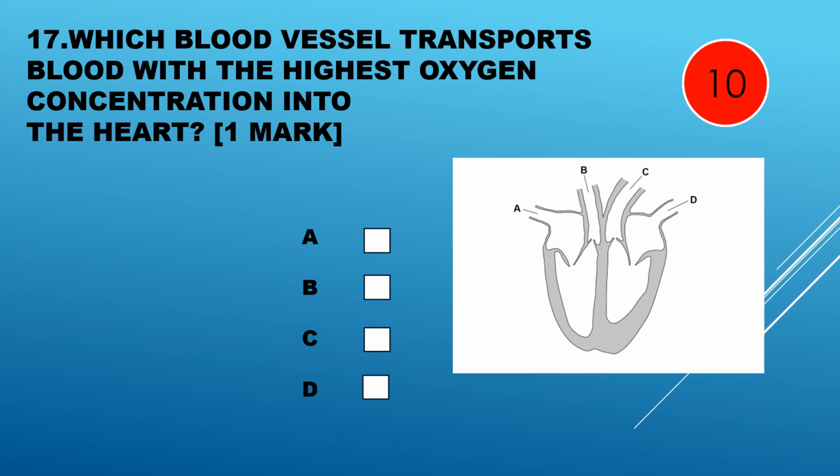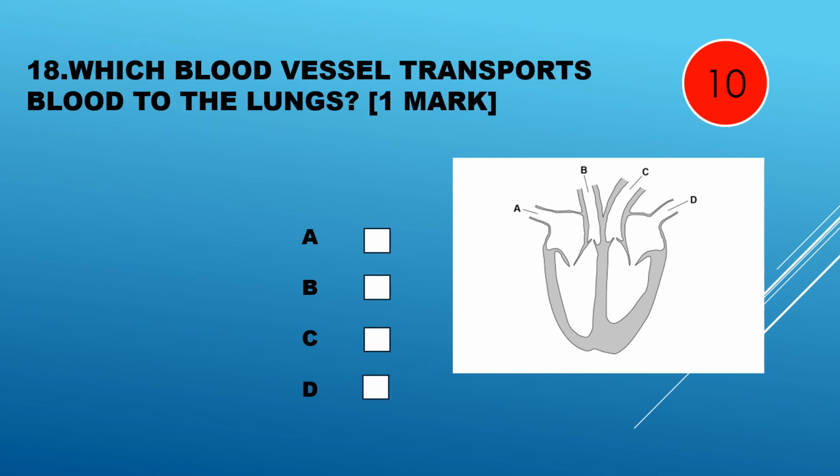Question 17. Which blood vessel transports blood with the highest oxygen concentration into the heart? Is it blood vessel A, B, C or D? Blood vessel D. 18. Which blood vessel transports blood to the lungs? Is it blood vessel A, B, C or D? Blood vessel B leads to the lungs from the right ventricle, the right hand side of the heart, to the lungs.